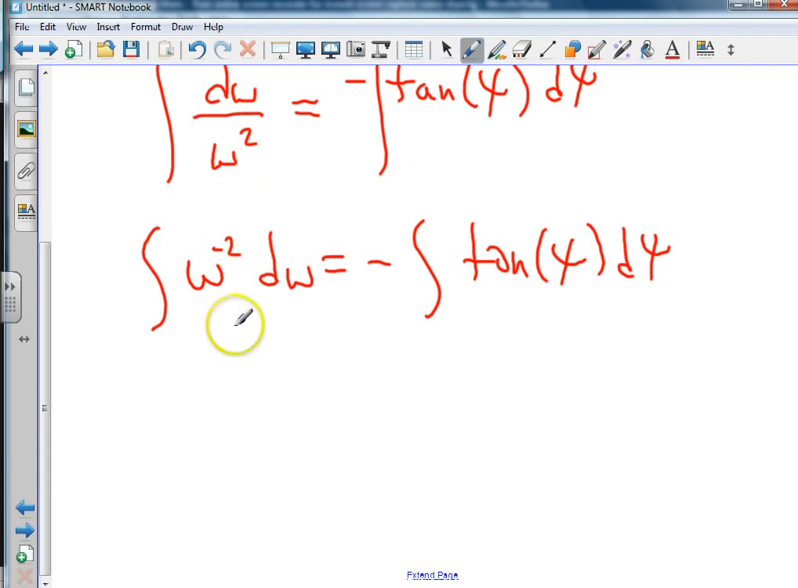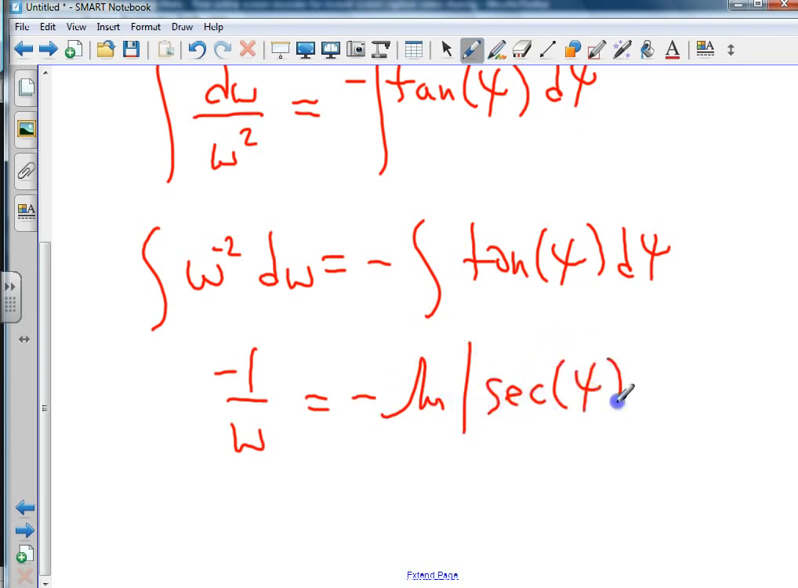What do you get here? Omega to the negative 1 over negative 1, but remember, what is that really? Negative 1 over omega, might as well write that. Okay. So that's negative 1 over omega is equal to negative, what did we say? ln absolute secant of psi plus a constant. Okay? We okay with that?